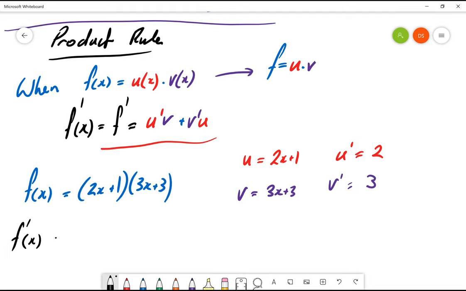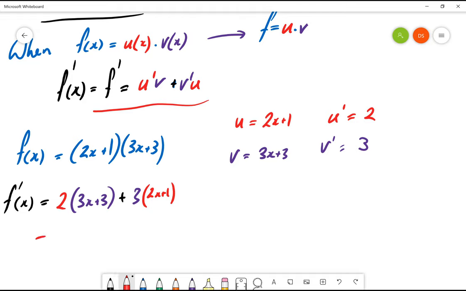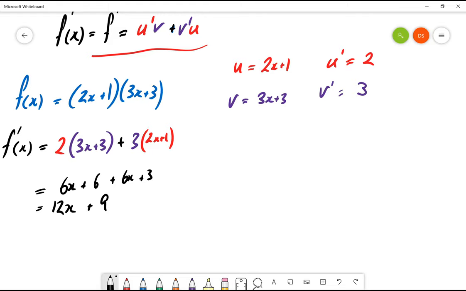f dash of x is equal to u dash times v plus v dash, which is 3, times u. Let's expand this and see what we get. 6x plus 6 plus 6x plus 3, and I am not surprised that this is 12x plus 9, the same as what we got before. And this is called the product rule.